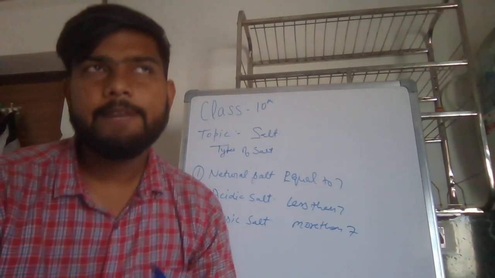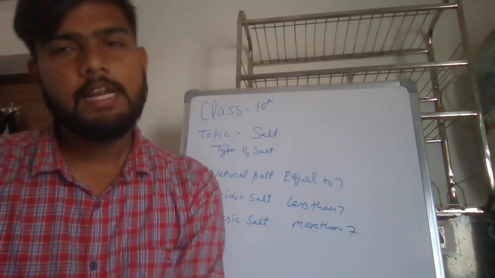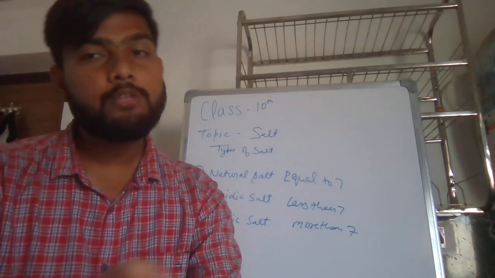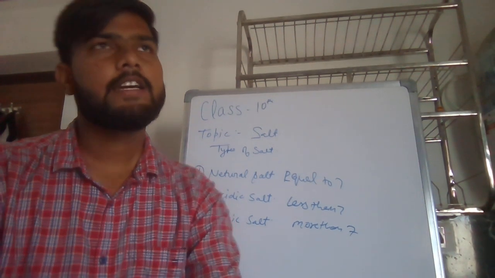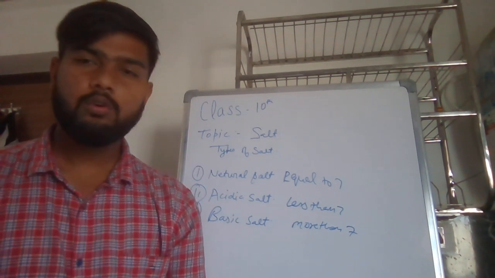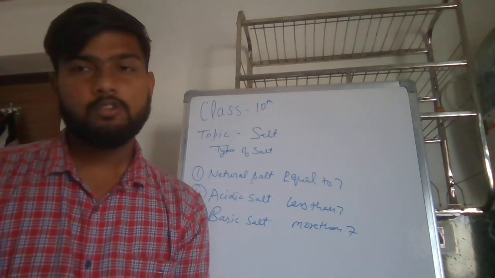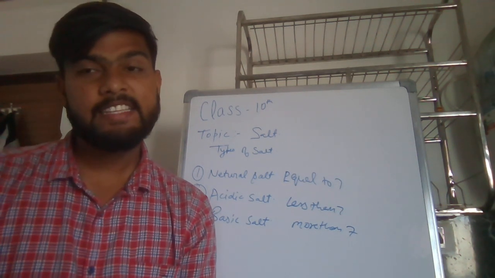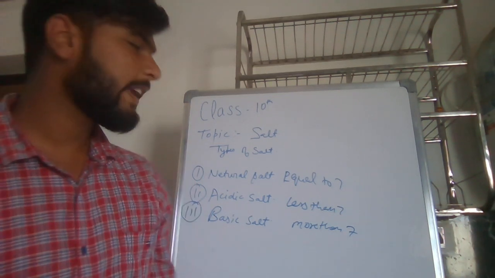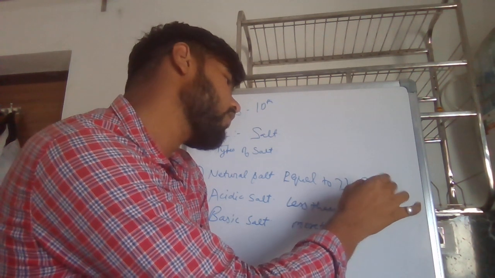Here I have one statement for you, and you have to tell me whether the statement is true or false. The statement is that sodium acetate is a basic salt whose pH is more than 7. Is this statement true or false? I think this statement is false, because sodium acetate is a basic salt whose pH value is not more than 7, it will be equal to 7. So that will be false.